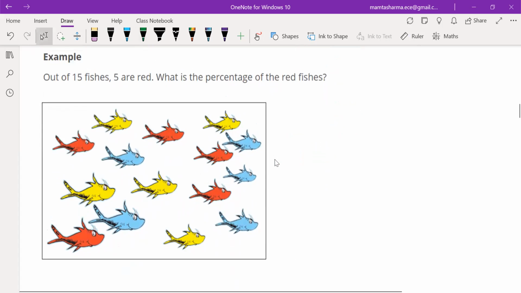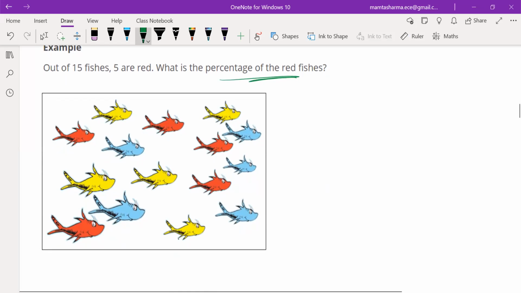Now see, there are a total of 15 fishes. How many are red? 5. So what is the percentage of red fishes? Tell me. Ma'am, we can write 5 by 15 into 100. Correct.